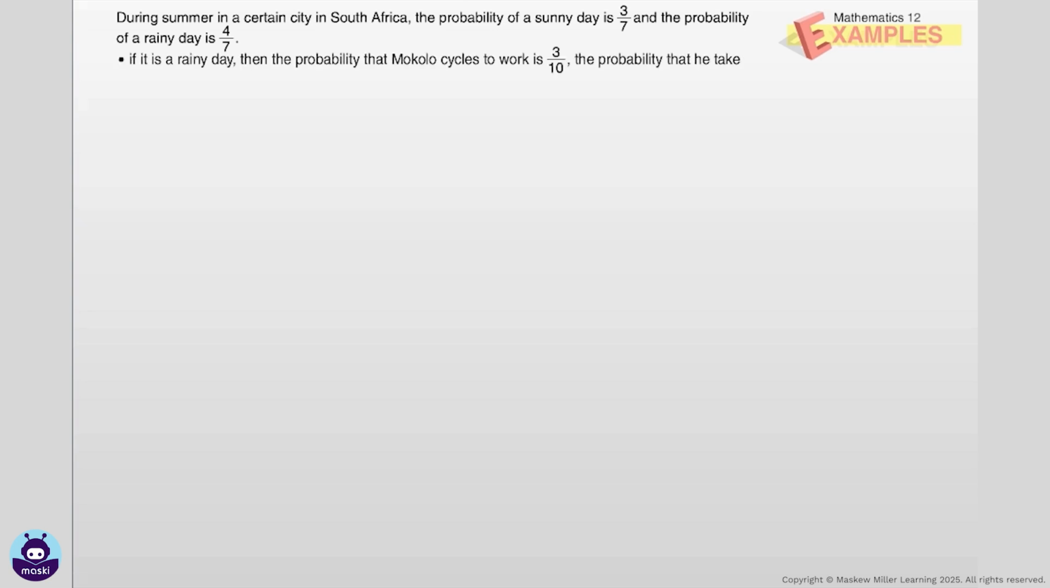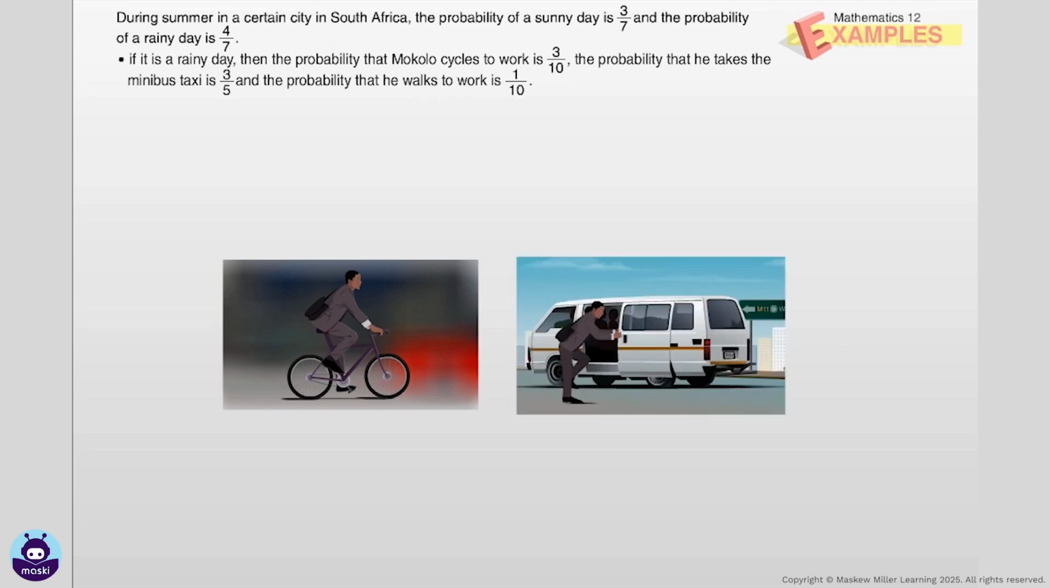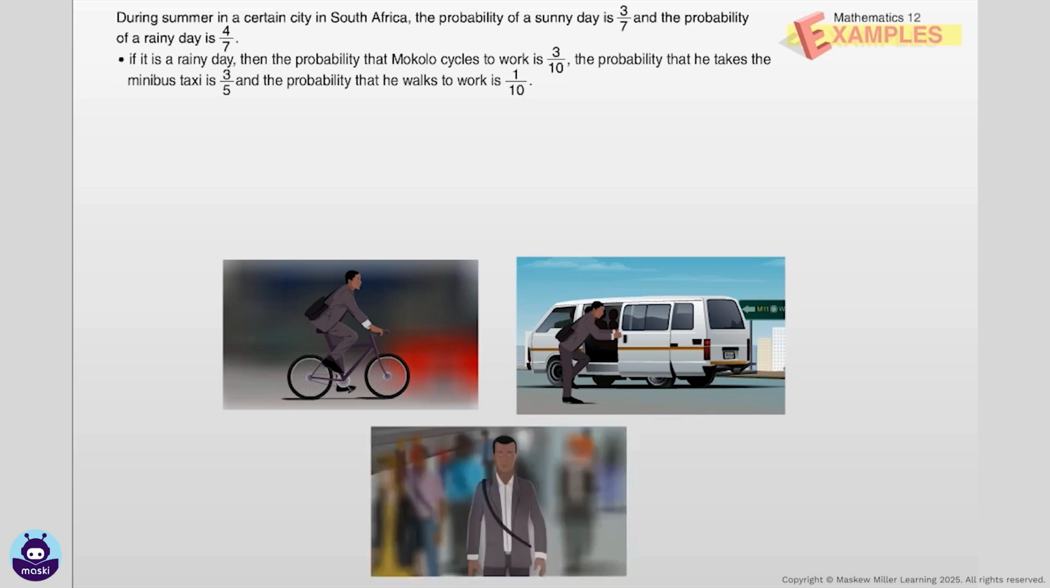Tree diagrams. During summer, in a certain city in South Africa, the probability of a sunny day is 3/7, and the probability of a rainy day is 4/7. If it is a rainy day, then the probability that Moloko cycles to work is 3/10. The probability that he takes the minibus taxi is 3 out of 5, and the probability that he walks to work is 1/10.